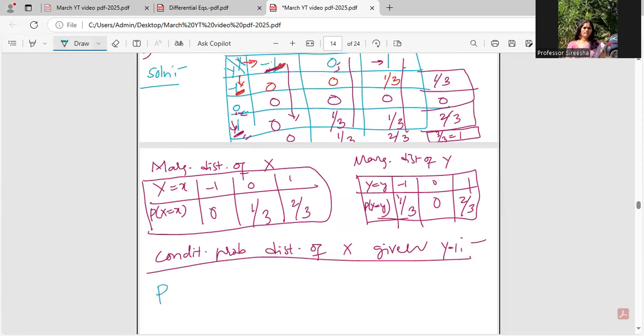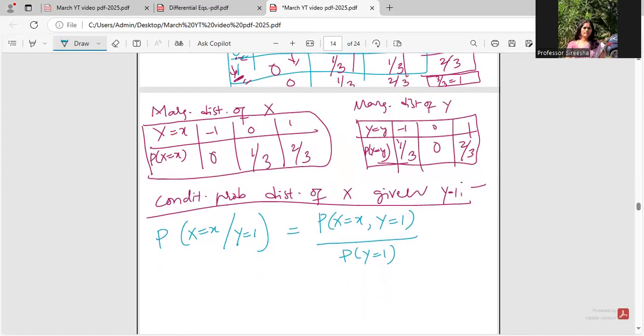P of X equal to x given capital Y equal to 1 is equal to P of capital X equal to x comma Y equal to 1 divided by P of Y equal to 1. Okay, guys? Now we'll insert X equal to -1, 0, and 1 and check the conditional probability. This is very simple once you know the definition.